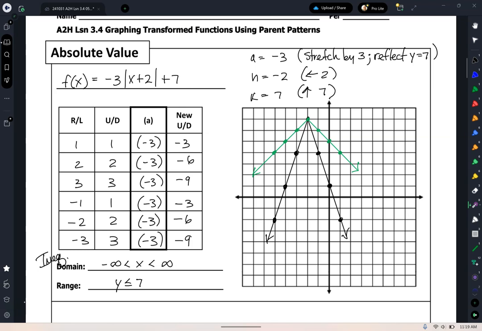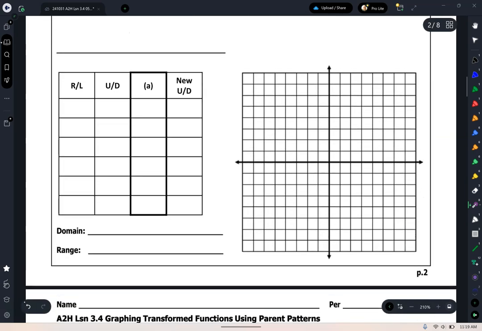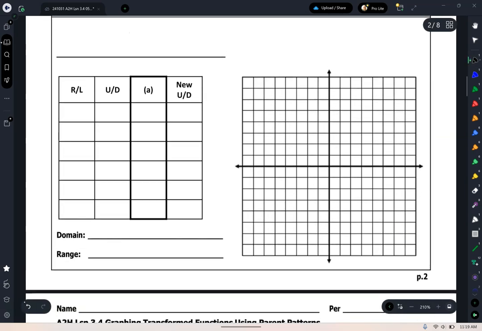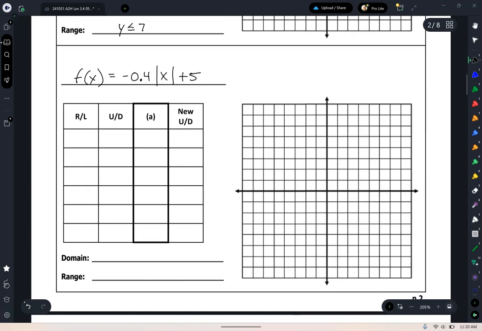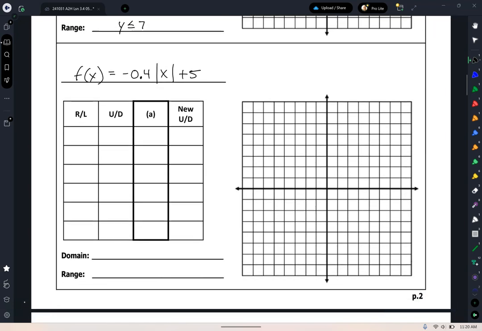Okay. All right. This one is yours from beginning to end. Let's see how you do. F of x is equal to negative 0.4 absolute value of x plus 5. AHK, estimate your points as best as possible. Okay. Go ahead. You don't need to do the parent function on this one. All right. Just do the transformed function. What domain and range do you want to do? Let's do set notation.